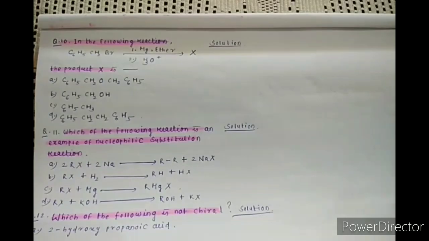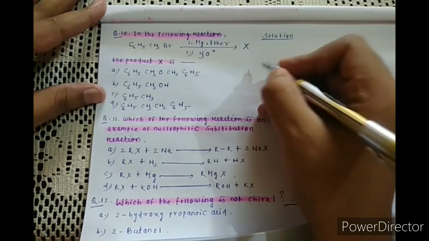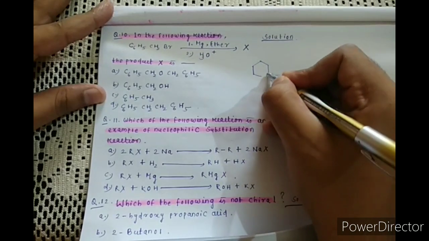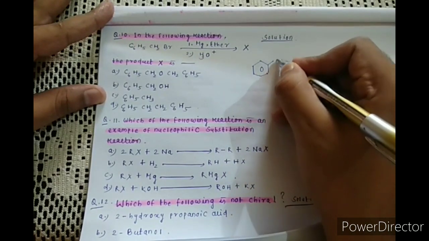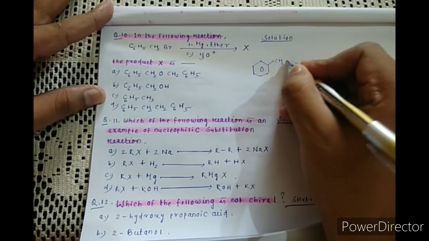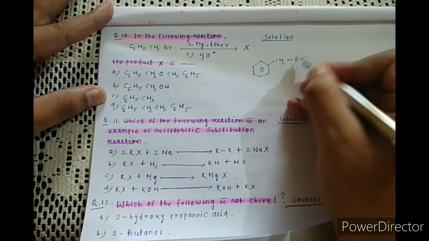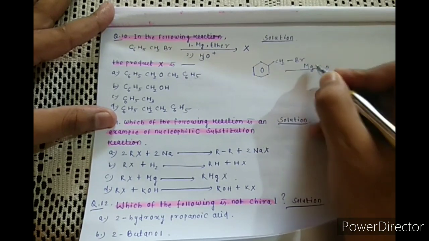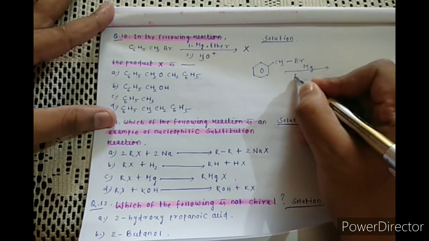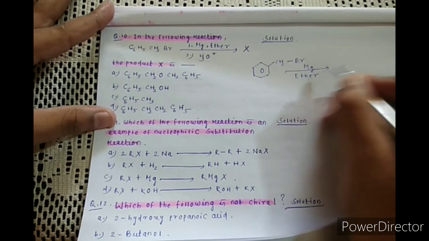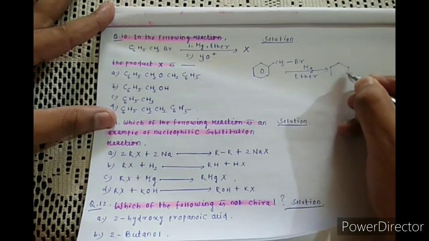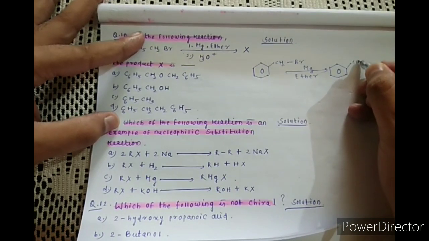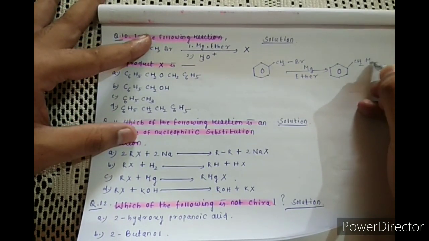So look here, C6H5CH2Br. We can write it like this: this is C6H5 and this is CH2Br. Now look, the bond in between carbon and Br, what happened? A magnesium insertion reaction is taking place in the presence of ether. Ether here acts as a solvent. So here C6H5CH2MgBr formation is taking place.